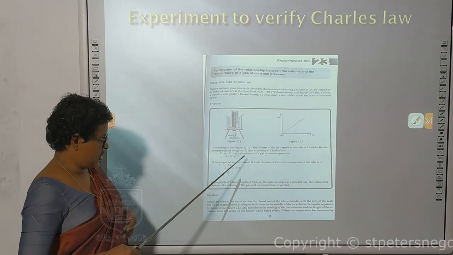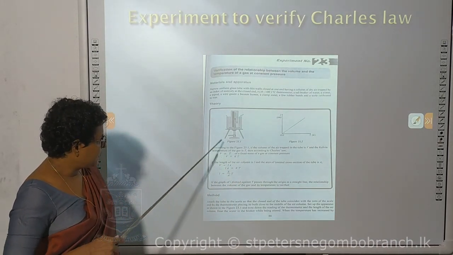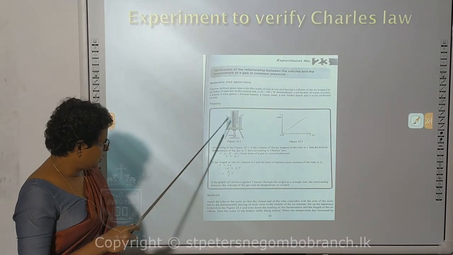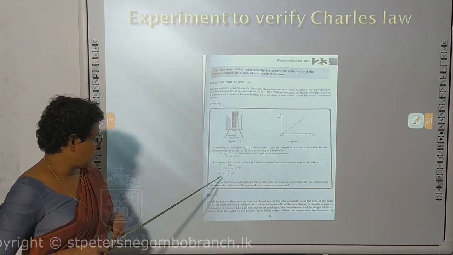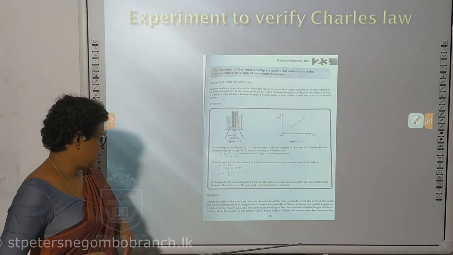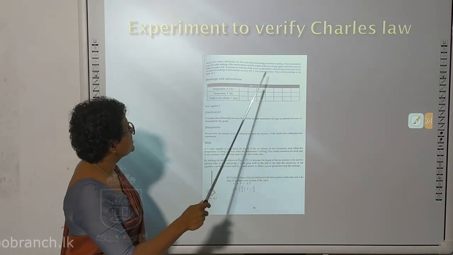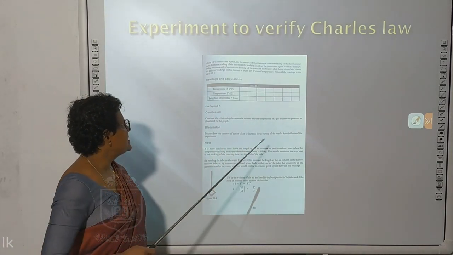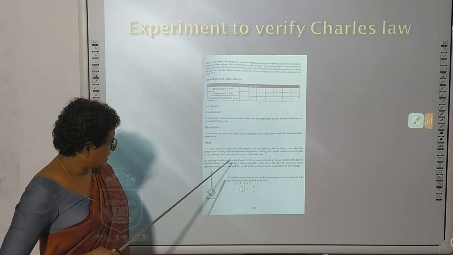V is proportional to T, so V equals L A, the cross-sectional area into the length of the air column, equals K into the temperature. So, L equals K over A into T. Okay, the method you know. And this is the procedure. These are the readings that you have to take, and the conclusion, discussion, and the note.